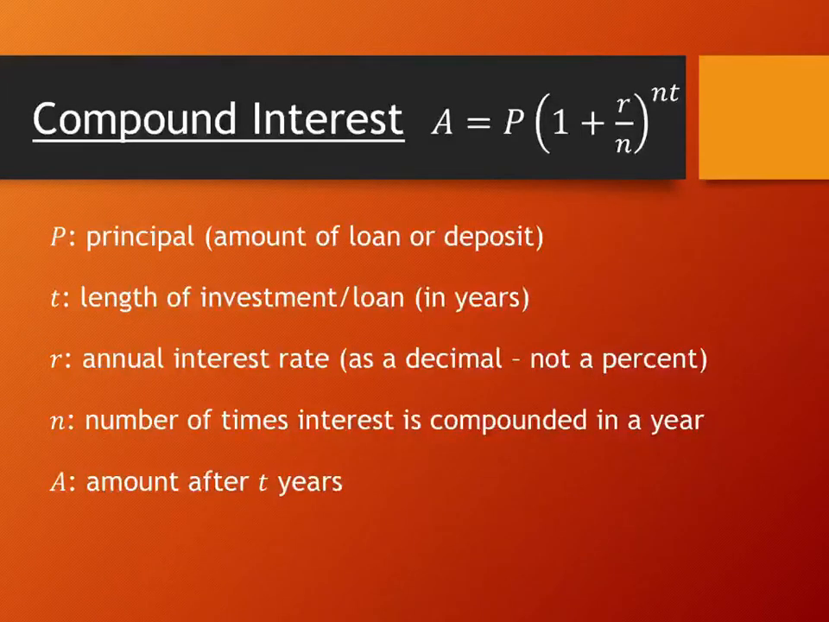A is simply the amount you have or that you've paid, depending on your perspective, after T years is over. So after that 5 years, how much is now in the bank? After that 5 years, how much have you now paid on your car or whatever?